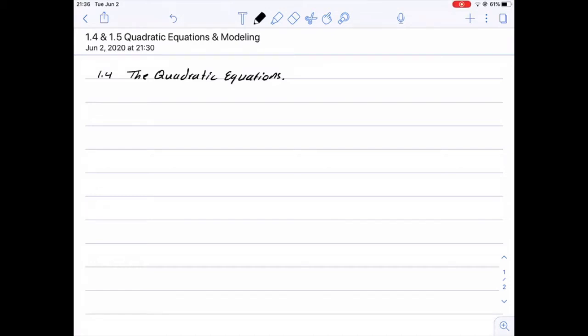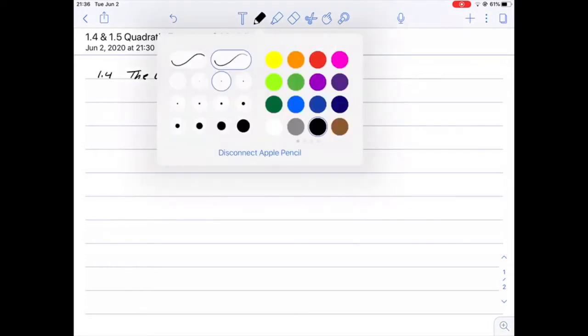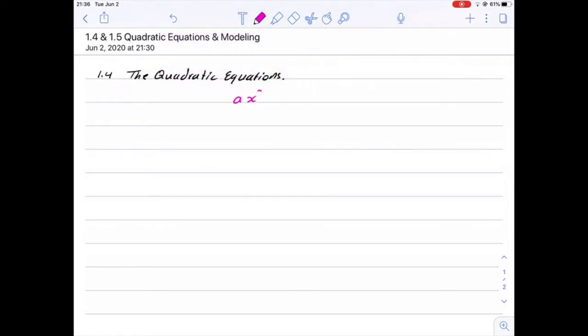In this video, we discuss quadratic equations, and then we talk about modeling with quadratic equations. A quadratic equation is an equation that can be written in the form ax squared plus bx plus c equals 0, where a, b, and c are real numbers, and a is not equal to 0, because if a is equal to 0, then the first term will disappear and we get a linear equation.